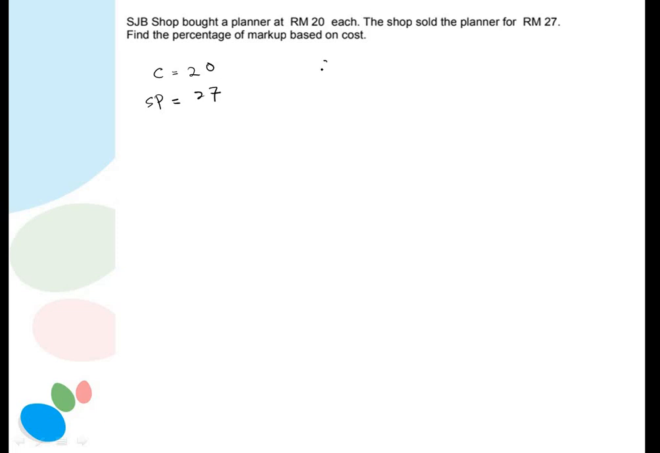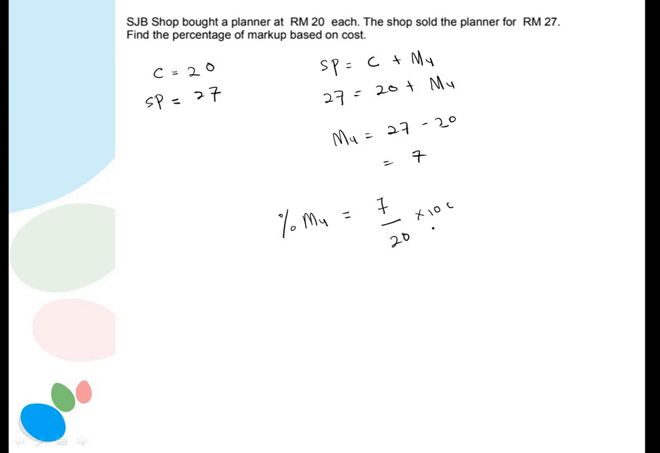Okay, based on our formula, SP equals C plus M. The selling price is 27, the cost is 20. So the amount of markup is 27 minus 20 equals 7. Okay, the question wants us to find the percentage of markup based on cost. So 7 ringgit, markup based on cost, our cost is 20 ringgit, multiplied by 100. Okay, because we want the answer in percentage, which equals 35%.